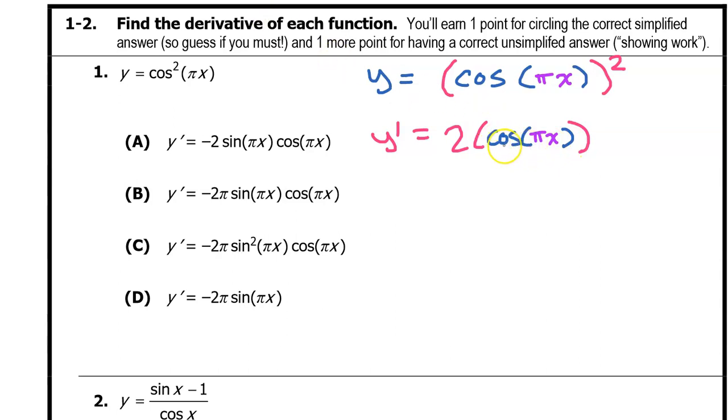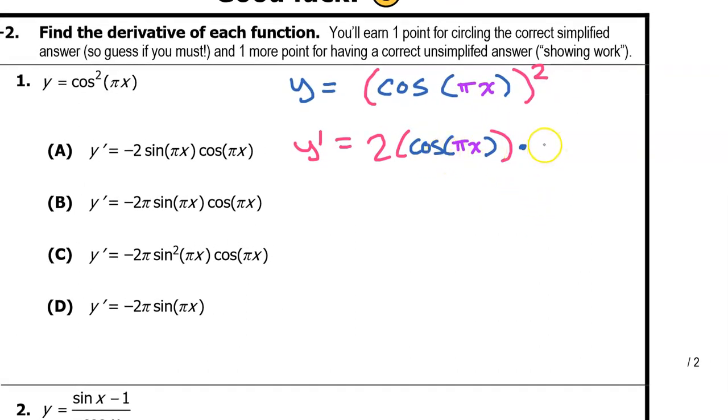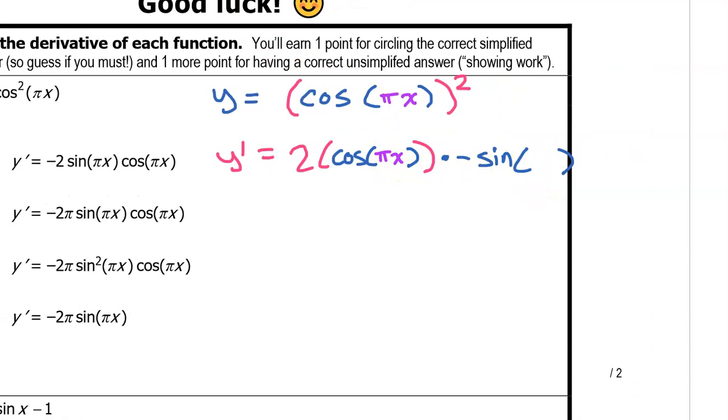So again, I need to start with the outer part of the inner function. So I'm going to multiply by the derivative of cosine. We know that the derivative of cosine is negative sine. So we're going to be multiplying by negative sine. At this point, you leave what's inside the same. So I will put negative sine pi x. But then you once again have to multiply by the derivative of the inner function. So the derivative of the purple is pi. So this is the derivative.